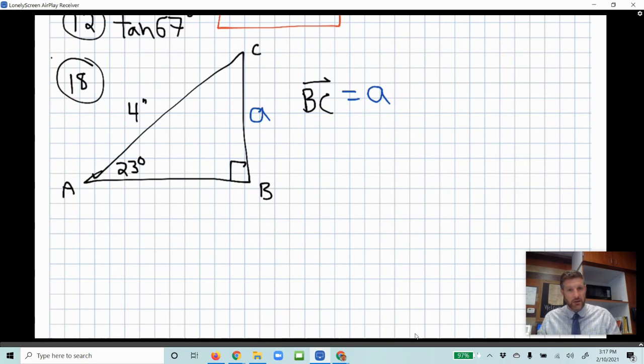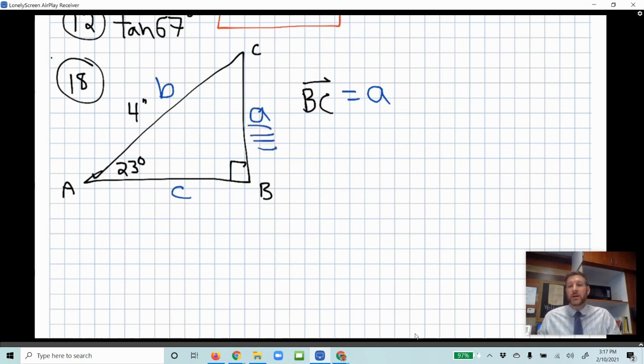So that's what I'm going to go ahead and do in this problem. In this case, look, they messed up our letters. This side is C, and the 4 side is side B. Okay, so how on earth do we do this? How am I going to find this side right here?